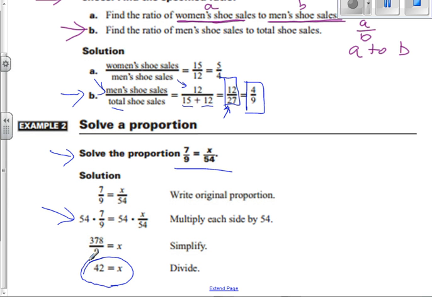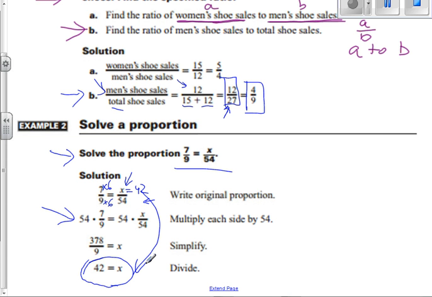That works. Another way is to look at whether the numerators or the denominators both have a value, and see, is there a value I can multiply by 9 to get 54, or is there a number I can divide 54 by to get 9? I think it's easier to go multiplication, but it'll still work either way. I can multiply 9 by 6 to get 54, which means I have to multiply 7 by that same value to get its corresponding numerator. So 7 times 6 is 42. So x is equal to 42, which is the exact same answer that I had down below.